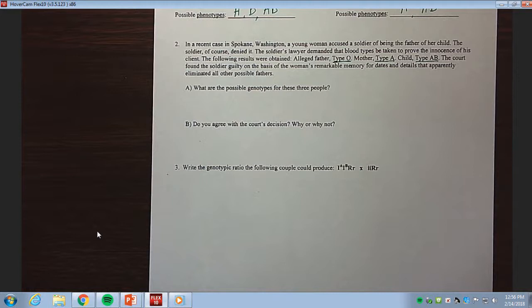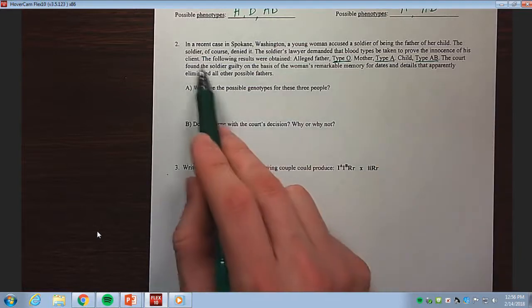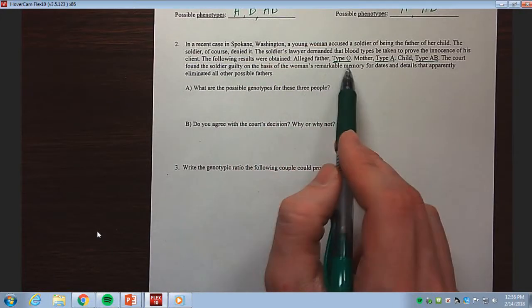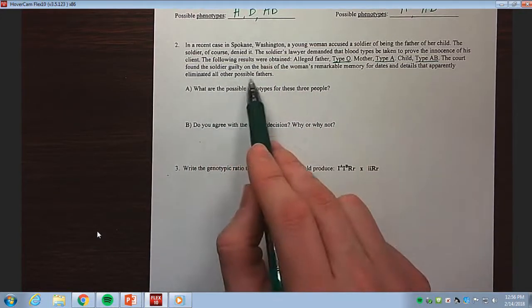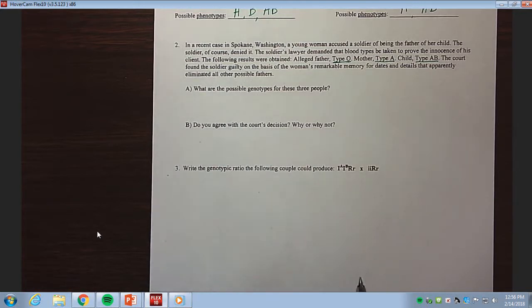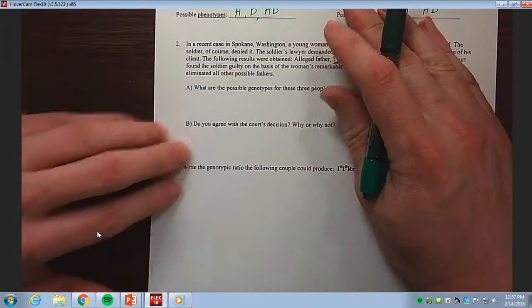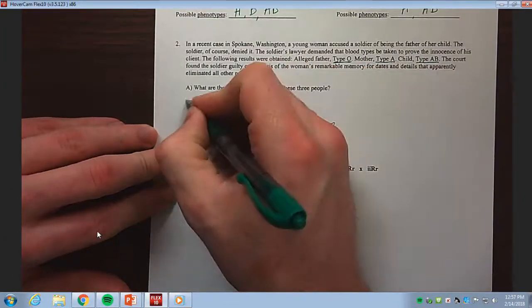Okay, so some of you might immediately realize what the outcome is, but let's go through this step by step. So the court, and this is a twist to the story, the court found the soldier guilty on the basis of her remarkable memory for dates and details that apparently eliminated all other possible fathers. So let's be a forensic scientist for a second and study this and see what the outcome is. So what are the possible genotypes for all three people? So let's start with the parents. So first, father.